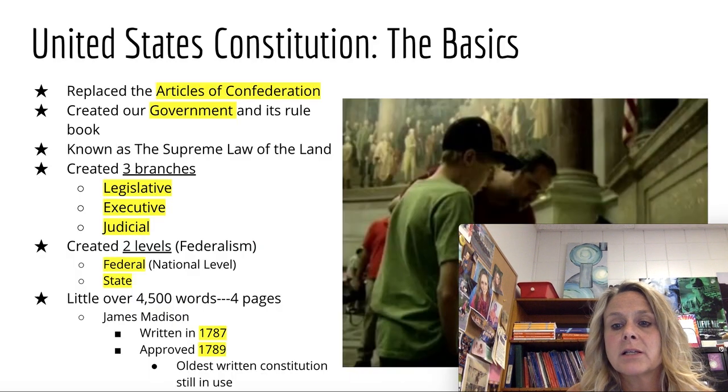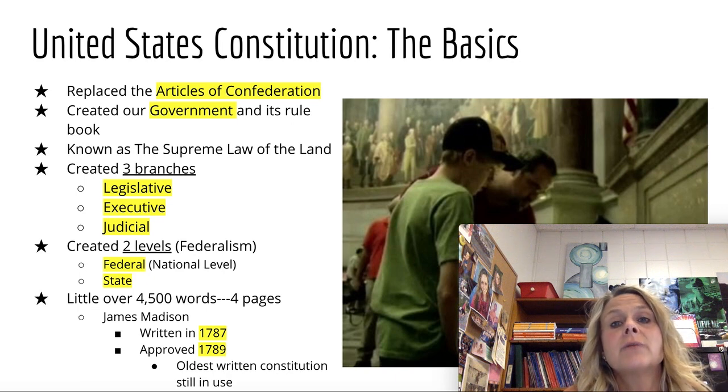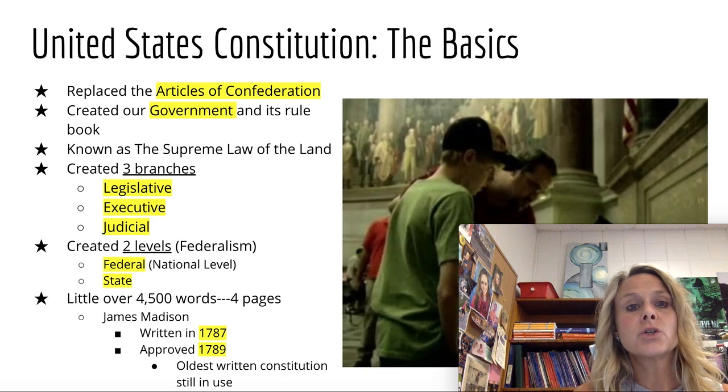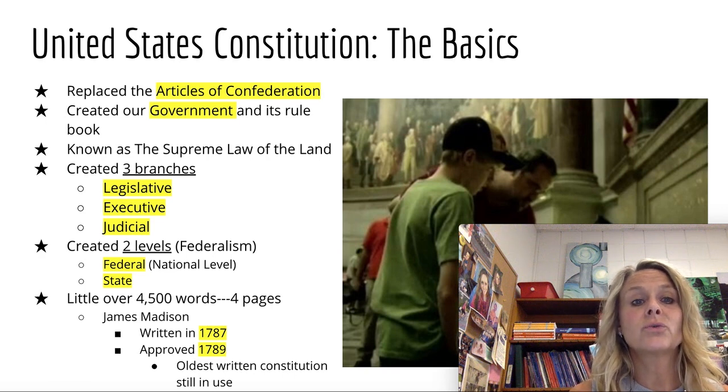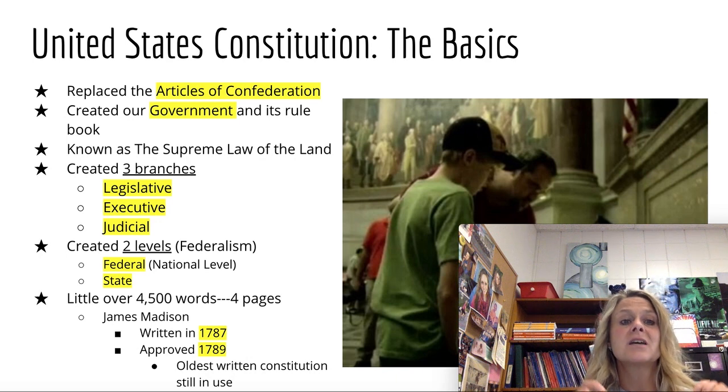So some of the basics, just a reminder that our first rules of government were called the Articles of Confederation. We scrapped those and wrote a new Constitution, new rules for our government. This is known as the Supreme Law of the Land. Sometimes when I ask, what is the Supreme Law of the Land? Kids go, oh, treat others as you want to be treated. That's the golden rule. The Supreme Law of the Land is the Constitution in the United States.